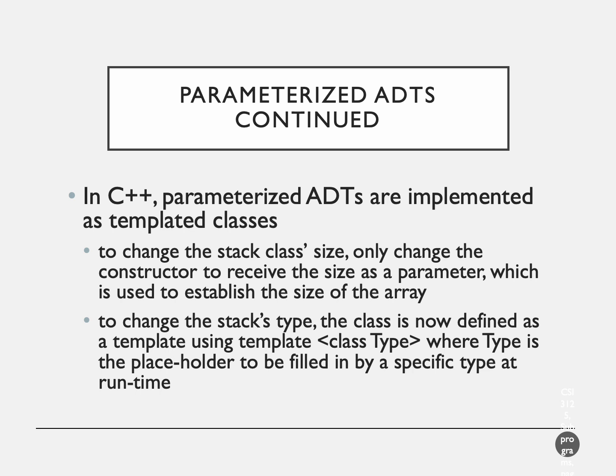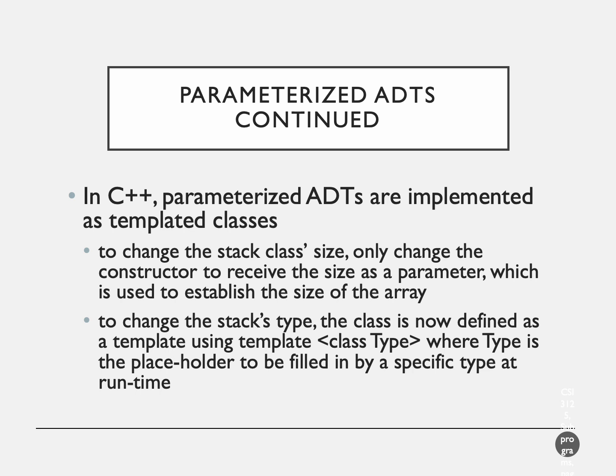Now let's see how parameterized ADTs are handled in C++. This is done using templated classes. If we want to change the size of a stack class, we simply modify the constructor to take the size as a parameter. That size value is then used to define the internal array or storage capacity.